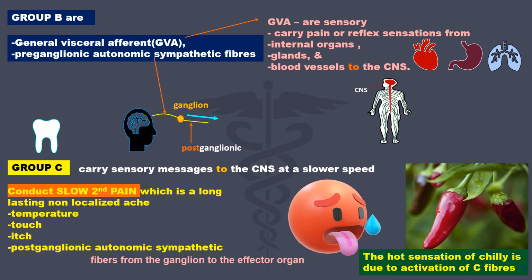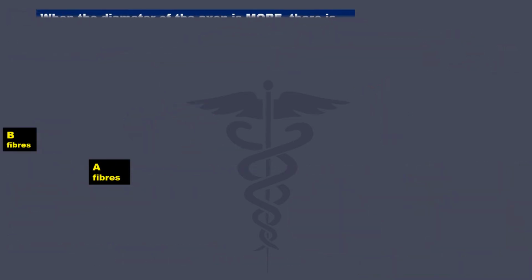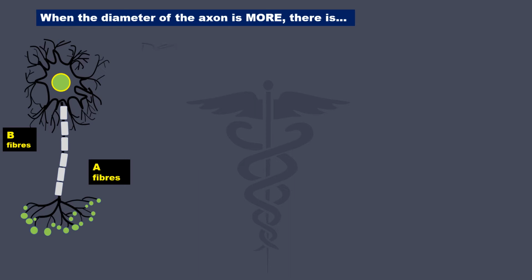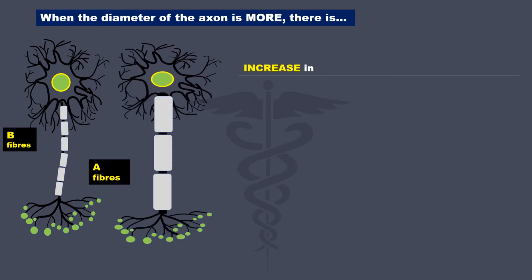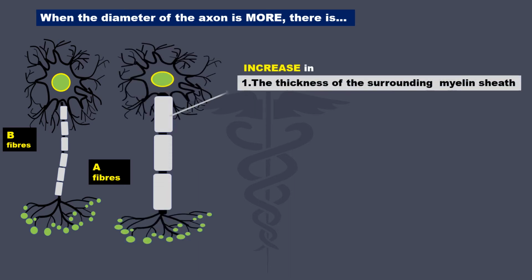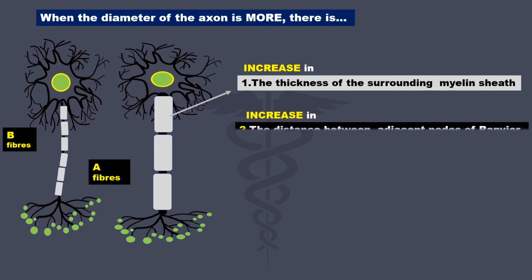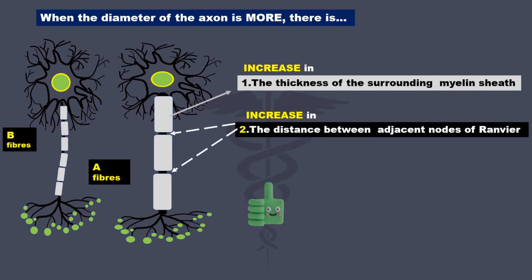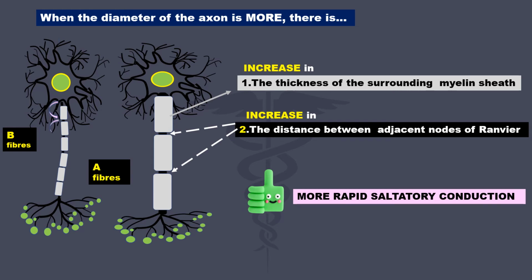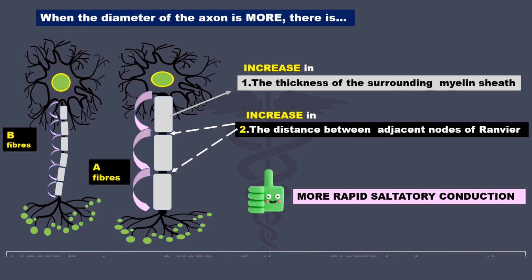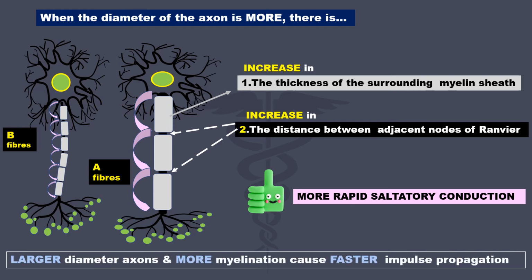Whether A or B or C fibers, they're all made of axons. When the diameter of the axon is more, there is increase in 1, the thickness of the surrounding myelin sheath, and 2, increase in the distance between adjacent nodes of Ranvier. This is good because it causes more rapid saltatory conduction. Larger diameter axons and more myelination cause faster impulse propagation.